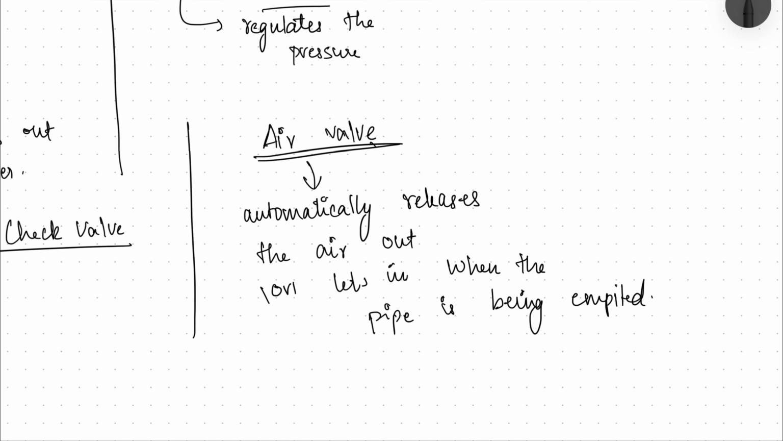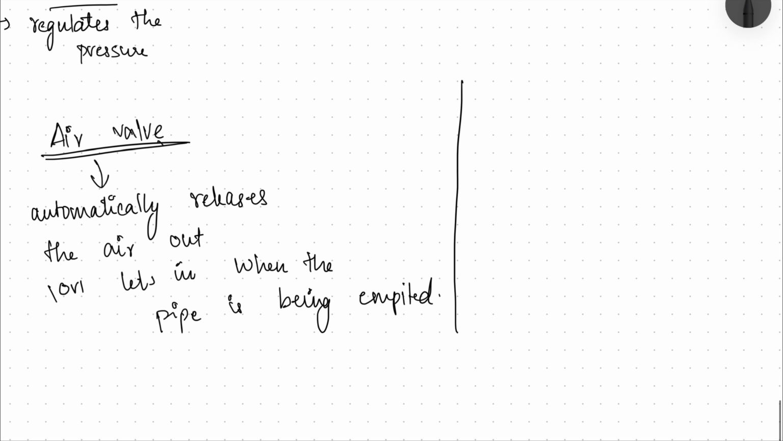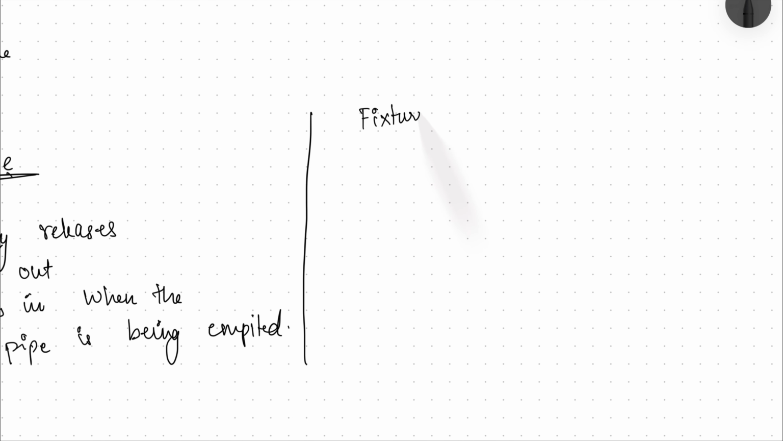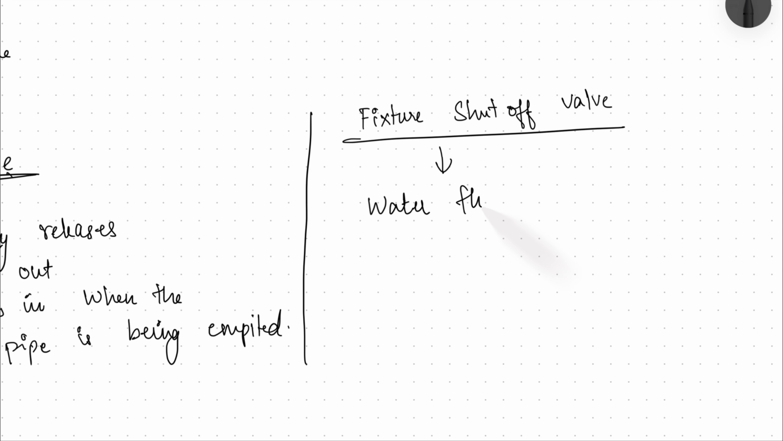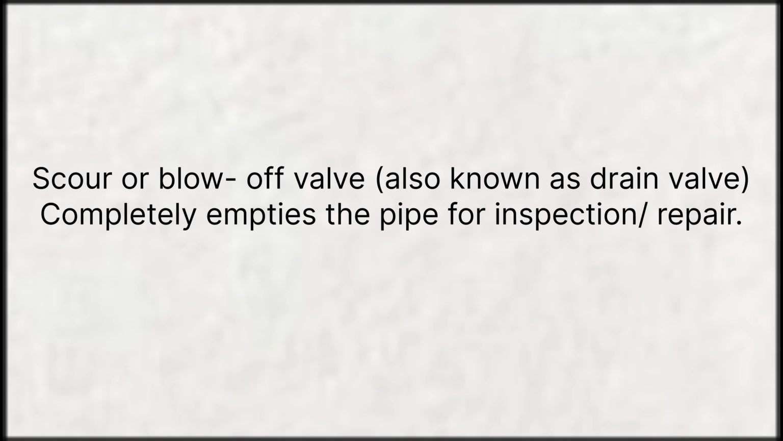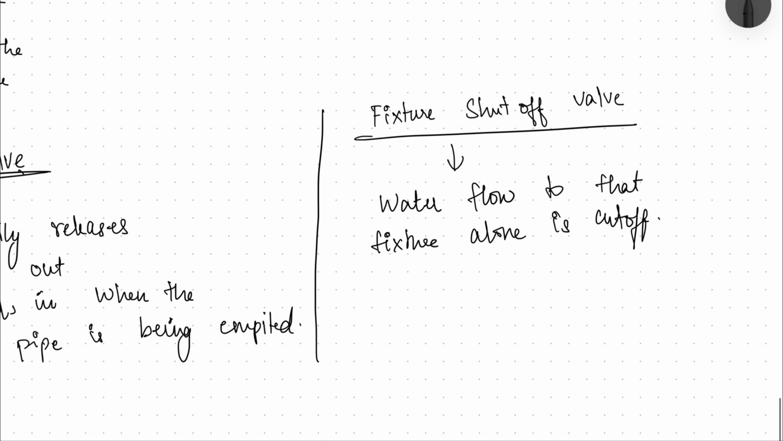There is your fixture stop valve, which basically means that the water flow to that fixture alone is cut off. Fixture shut off valve, where the water flow to that fixture alone is cut off. And we are done with water supply and plumbing.